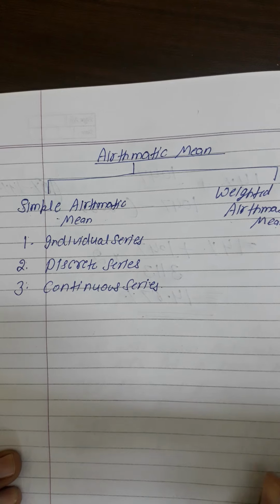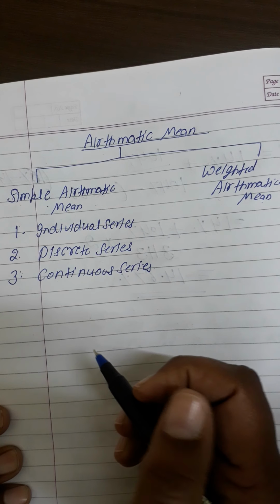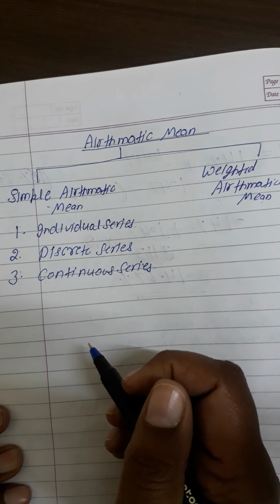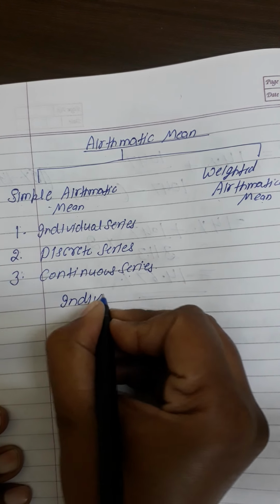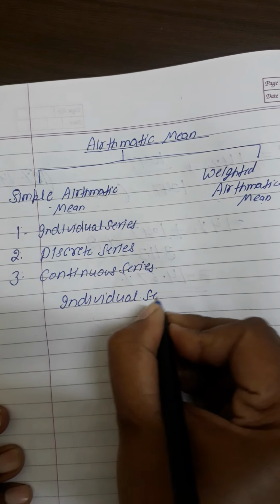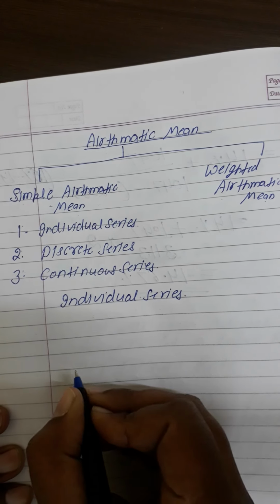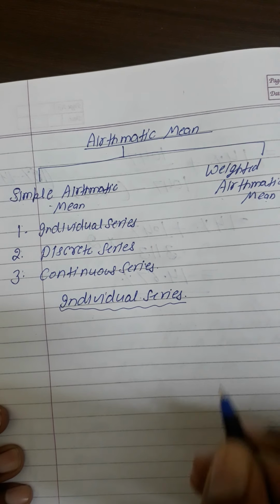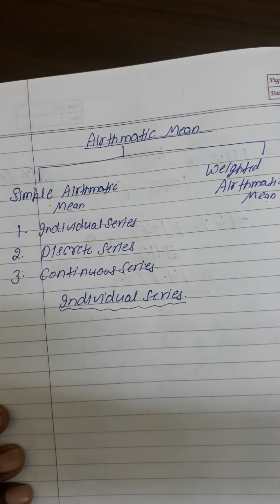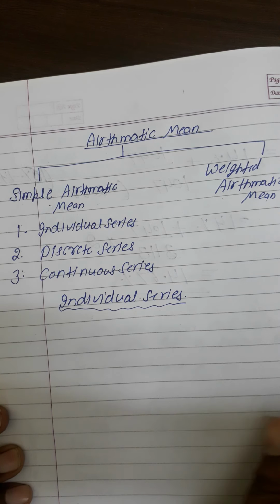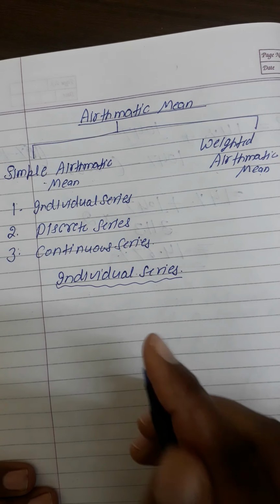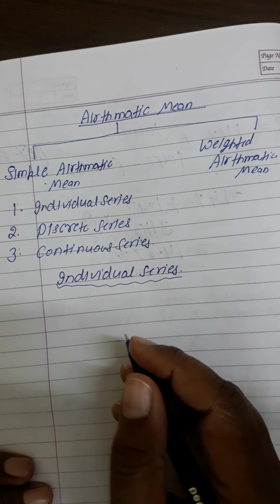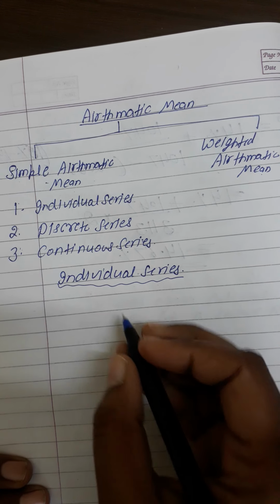We will understand how to calculate arithmetic mean in these three types of series. First of all, individual series. Individual series is that series in which the value of variable is given and that series doesn't have the frequency. We are only given the value of variable.